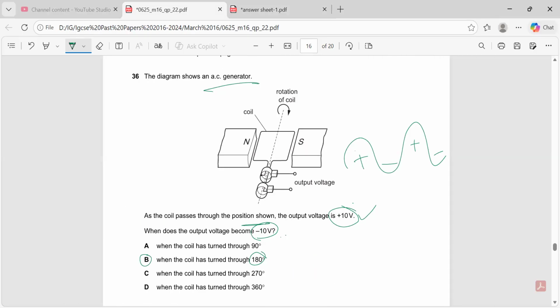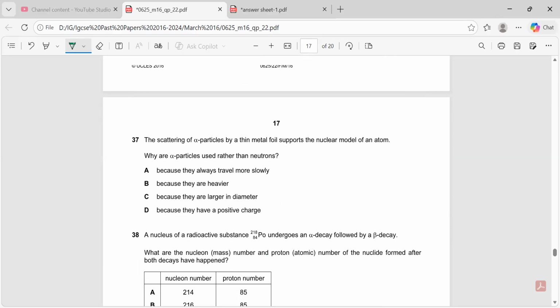36 is what? B. Now, 37. The scattering of alpha particles, non-nuclear physics, by a thin metal foil supports the nuclear model of an atom. Why are alpha particles used rather than neutrons?